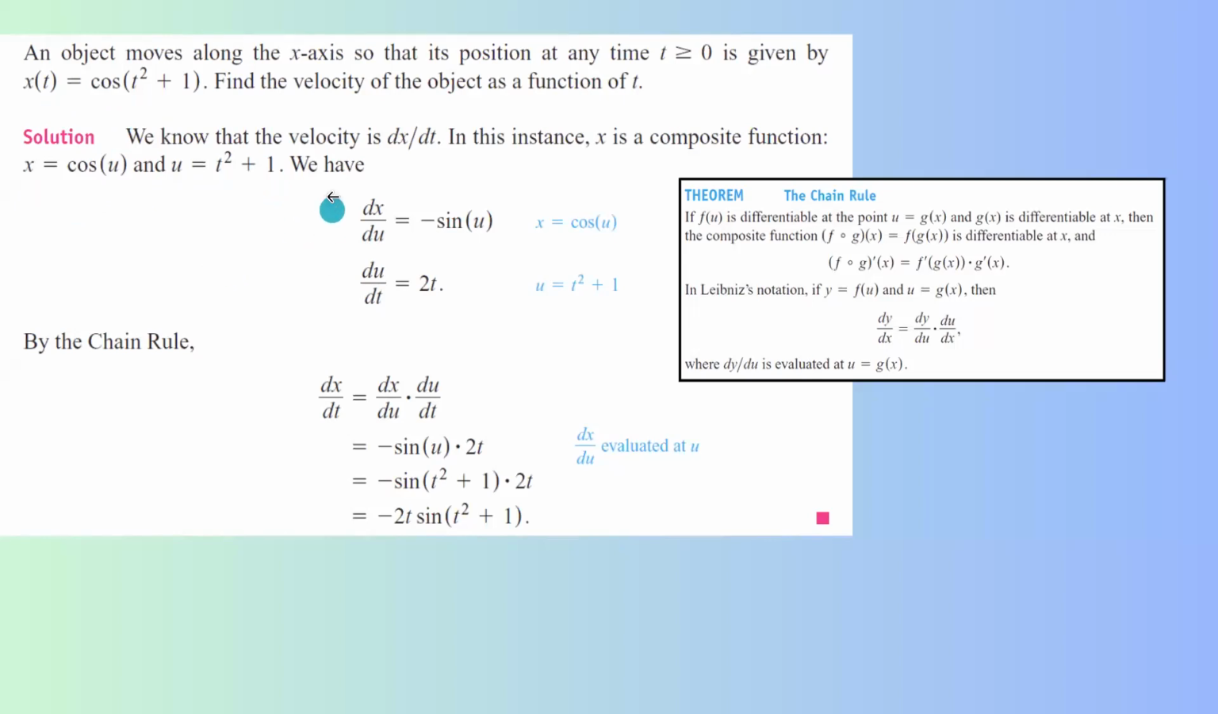So to find the rate of change, dx/du is negative sine u, du/dt is 2t, and then dx/dt is dx/du times du/dt, which is negative sine u times 2t, negative sine of t squared plus 1 times 2t. Remember that since the function is in t, the final answer must be in t as well. So that's how we apply the chain rule.